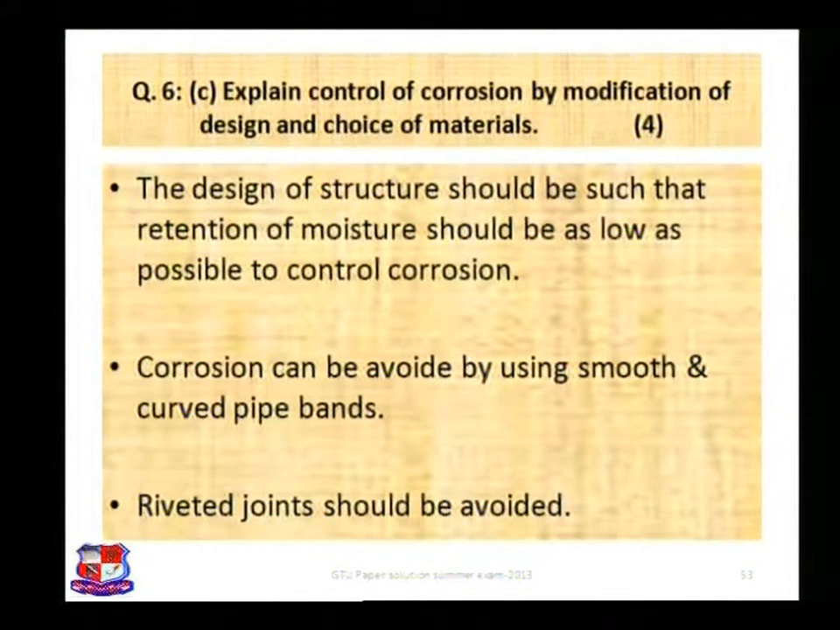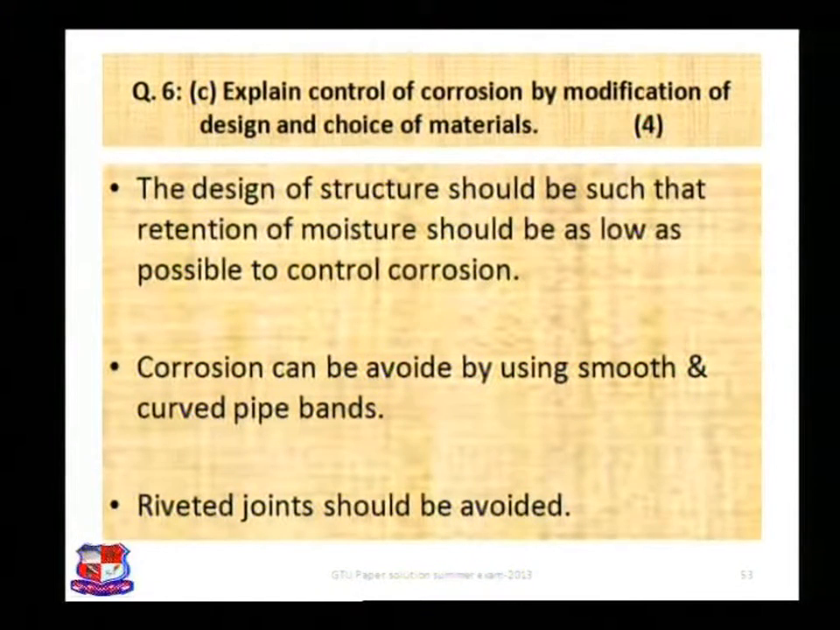The first question that was asked here is explain control of corrosion by modification of design and choice of materials. The design of structure should be such that retention of moisture should be as low as possible to control corrosion. Okay, so this is one point that one has to remember. Corrosion can be avoided by using smooth and curved bends, pipe bends.